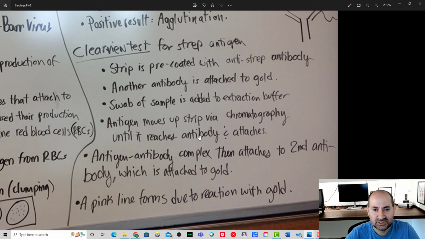So now you've got the antigen attached to the antibody, and then the second antibody will attach to the antigen, the one that's attached to gold. That's the one I'm referring to. A pink line will form due to a reaction with gold. In this test, remember that one pink line is negative for strep, 2 pink lines is positive for strep.